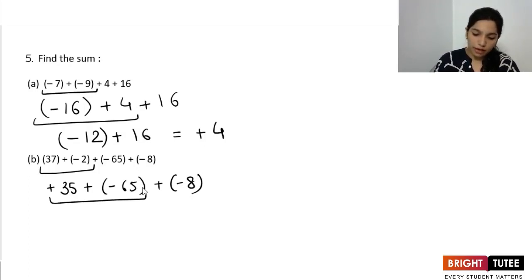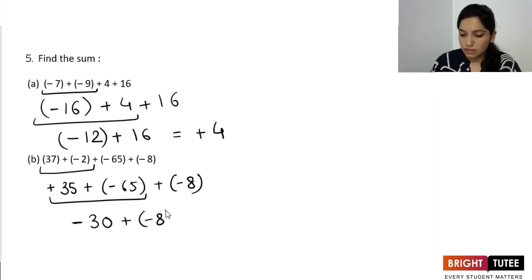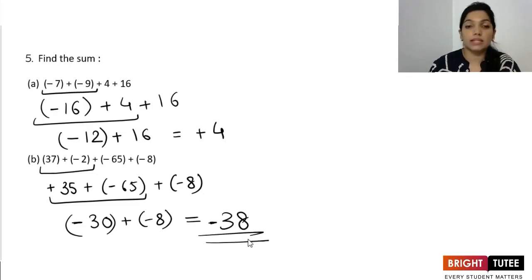And what do we have? We have one number which is positive and the other which is negative. The difference between the two is 30, and the sign we'll put with 30 is negative. Why? Because 65 is bigger. And to this, let's add minus 8. Now we have two numbers, both of them negative, so we'll simply add them. The answer will be 38, and the sign we need to put is negative.